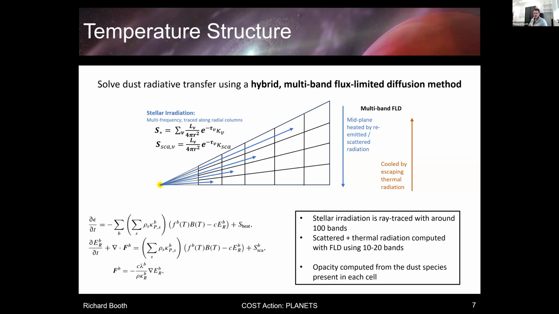So the stellar radiation field, which is very collimated, we treat essentially exactly, apart from our stars being a point source rather than having a finite size. But then the re-emitted thermal radiation is treated in the diffusion approximation. The difference to what most people have done before is that we're solving 10 to 20 different diffusion problems at different wavelengths.